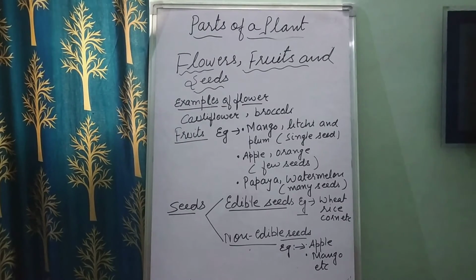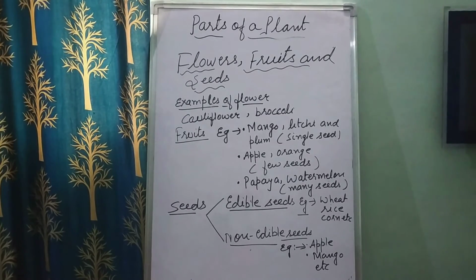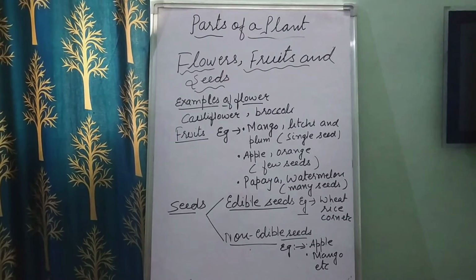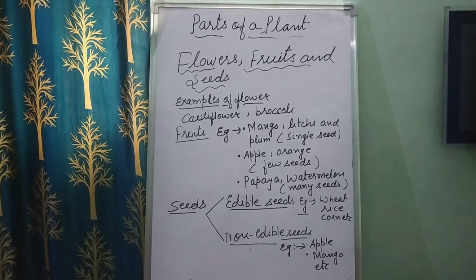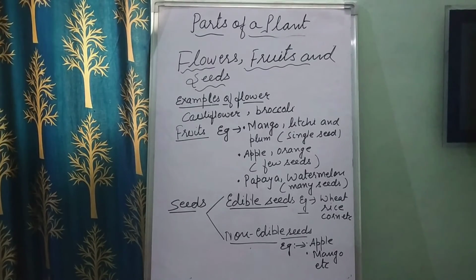Non-edible seeds are the seeds that we do not eat. Like the seeds of apple, do you eat? No, we are not eating the seeds of apple, mango, orange. So seeds are of two types. One is the edible seed, the seed which we eat, and the second one is the non-edible seed, the seed that we do not eat, right?